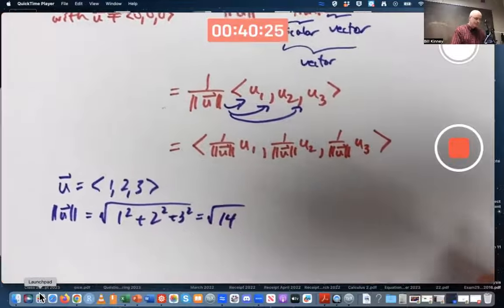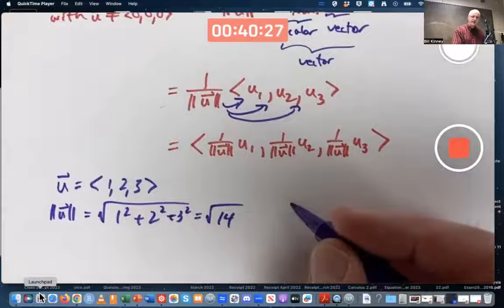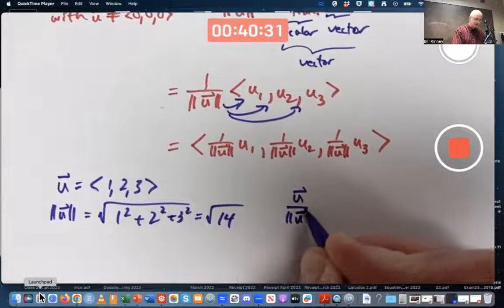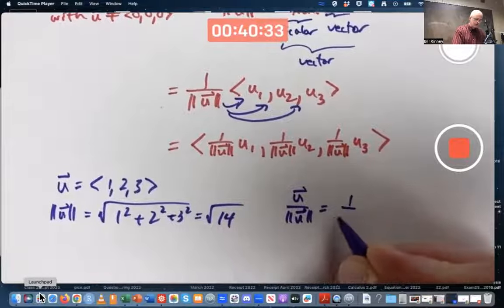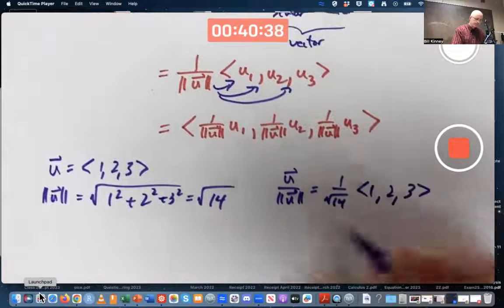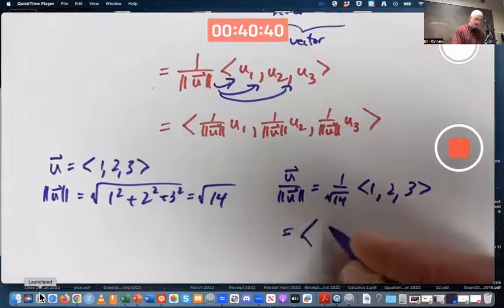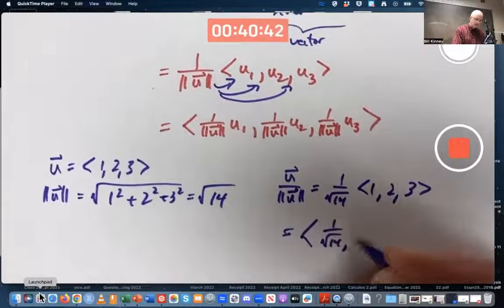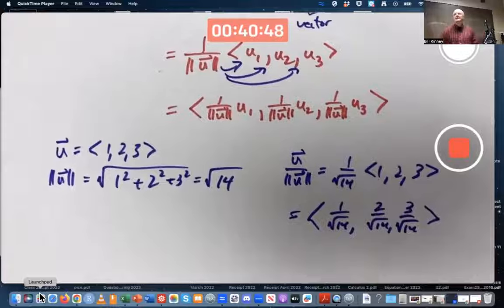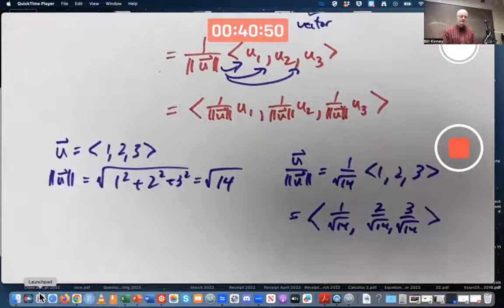How about that? So the unit vector associated with u would be u divided by its magnitude, which will be 1 over square root of 14 times 1, 2, 3. It'll be a vector with components 1 over root 14, 2 over root 14, 3 over root 14. And this will be a unit vector. It will have length 1.